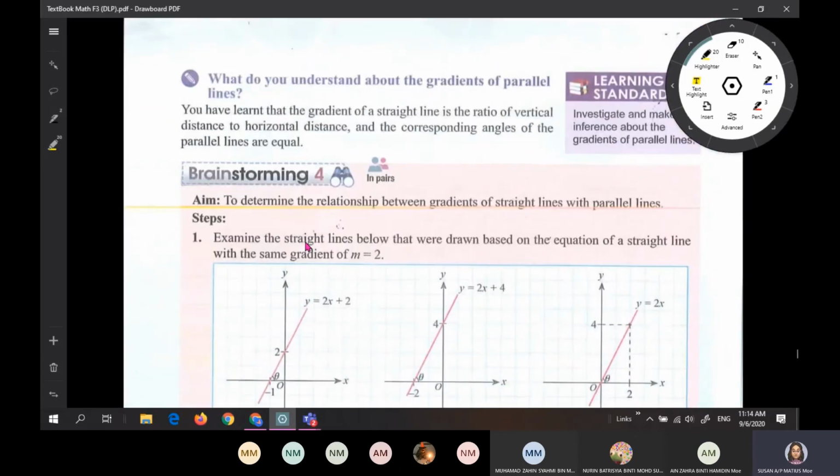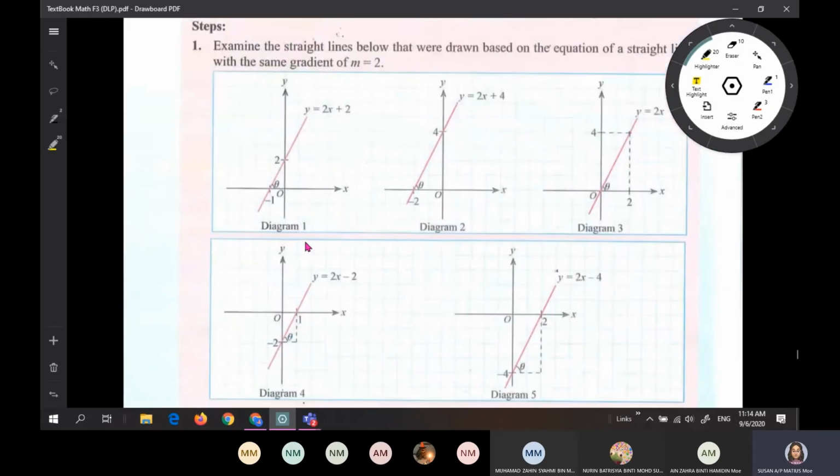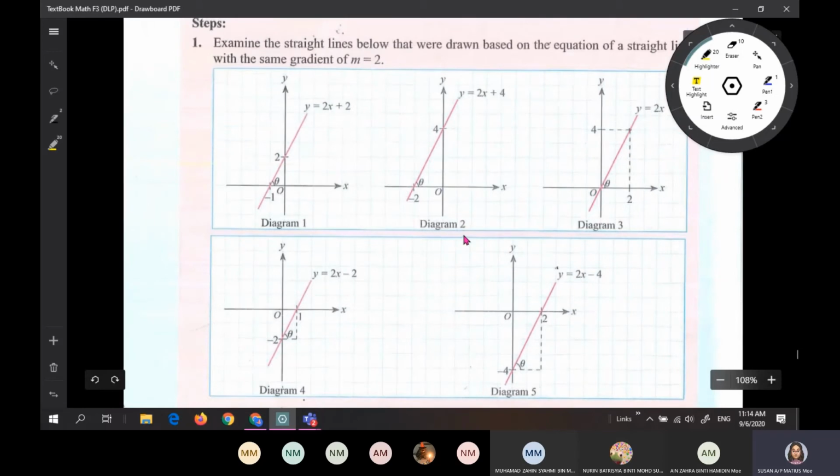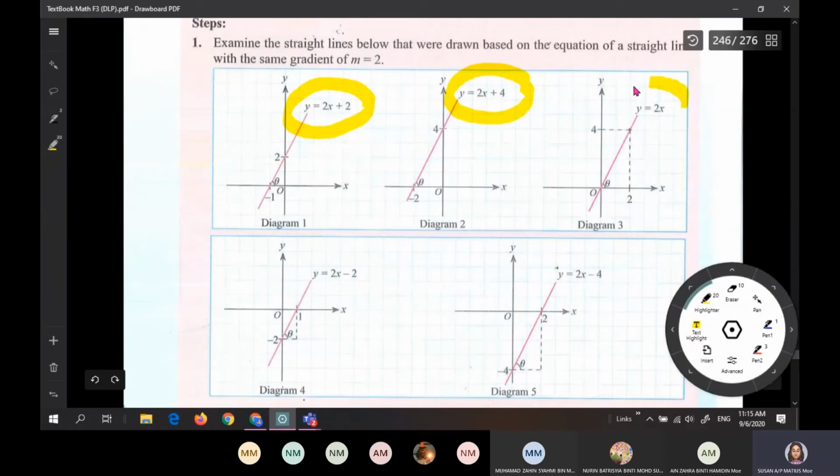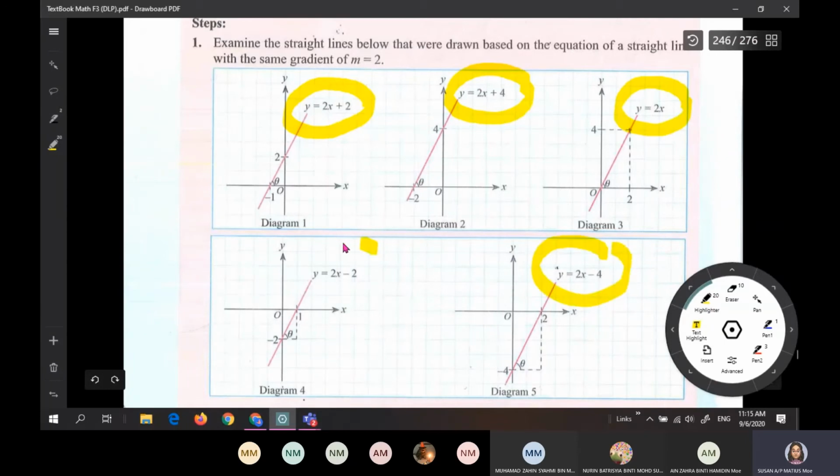So let's do brainstorming 4. You have 5 diagrams given here. If you look at all the diagrams, they have different equations, all with different equations. But let's look at the gradient. You already learned where to find the gradient. If you compare, 2 is the gradient.